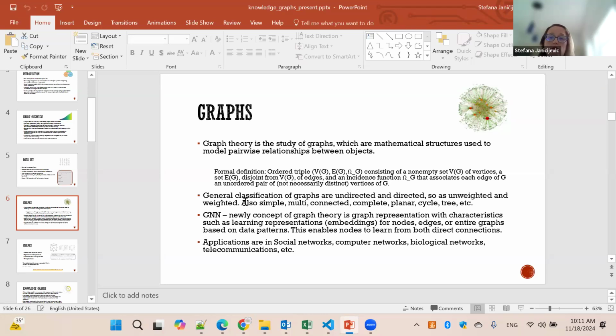I will also highlight GNN as new. Up to now, it was the traditional explanation of mathematical graph theory. In the last 20 years, we are working with neural networks, and we are trying to adjust the mathematical concept to neural networks. So graphs found their place there. The newer concept of graph theory is a graph representation with characteristics such as learned representation. So this is new. We found that every node, or edges, or the entire graph, could be some kind of vector embedding. It could represent learning, a representation from which you will find patterns. According to that, you can find predictions of everything you are searching for.